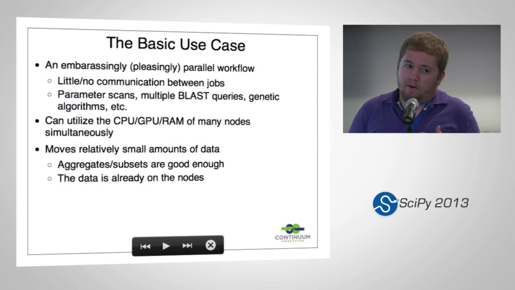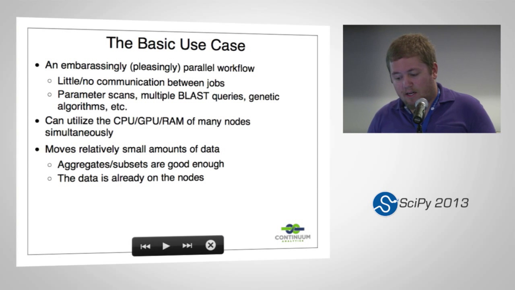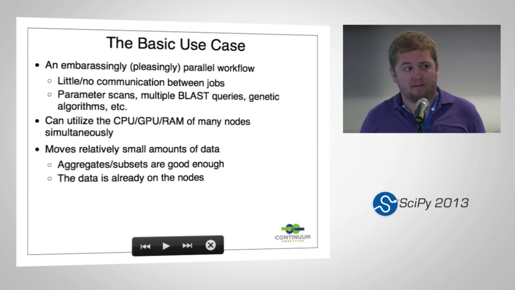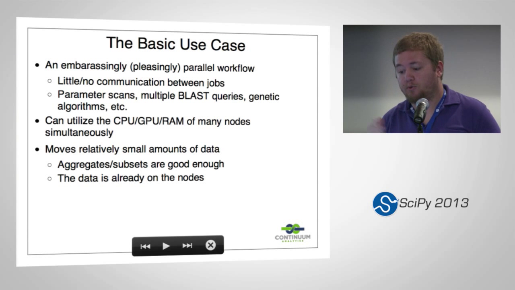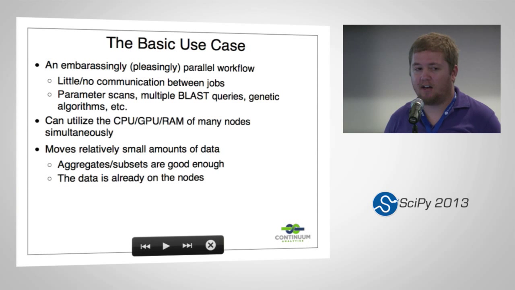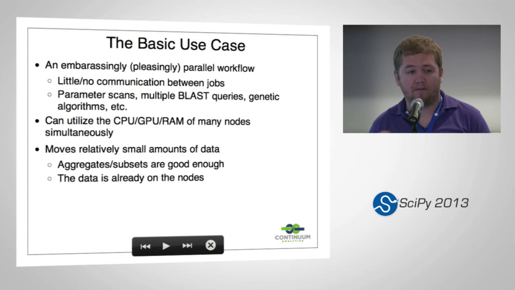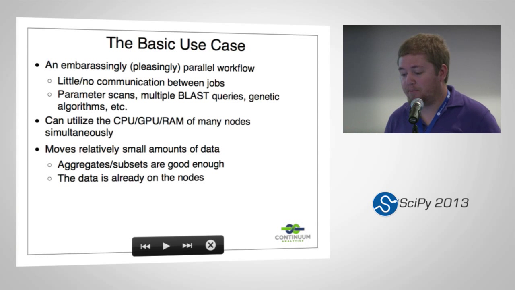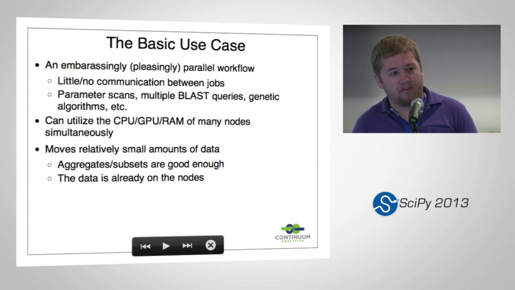Right, so we need a workflow that moves a relatively small amount of data. If we have lots of data, we're going to need to use something like MapReduce, which comes later. And again, this seems limiting, but this happens a lot. Sometimes aggregates or subsets are good enough. Maybe we're just looking for the best. We're looking for needles in haystacks, right? And we don't need data about all the hay that we just looked through. All we need is when we find needles, that would be a place where we're moving relatively small amounts of data.